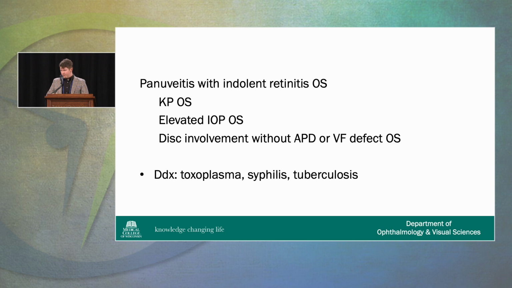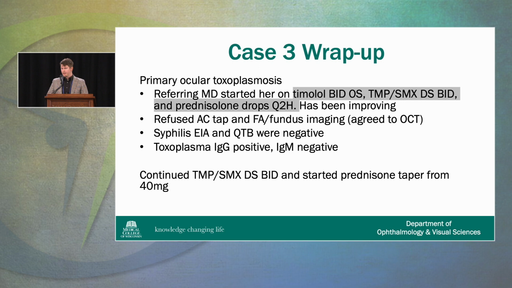And then again, we have disc involvement without APD or visual field defect that we could tell in the clinic. So for her wrap-up, her referring MD had already started her on the trimethoprim sulfamethoxazole twice daily and prednisolone drops. She's been improving. You could offer an AC tap. She refused because she didn't want to pay the price, and that's a pretty costly procedure. The testing is also rather expensive, so she didn't want to have that done. She had previously tested positive for toxoplasma IgG that I was talking about, so we just continued her on the TMP-SMX and started a prednisone taper for her.